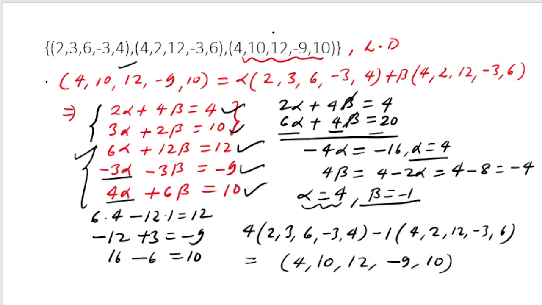So you can see that the last vector can be written as a combination of these two vectors, because these vectors were linearly dependent. By linearly dependent, we mean that given any vector out of the set, that vector can be written as a combination of the remaining vectors. So this is all about linear dependence and independence. I hope you understood the concept thoroughly.